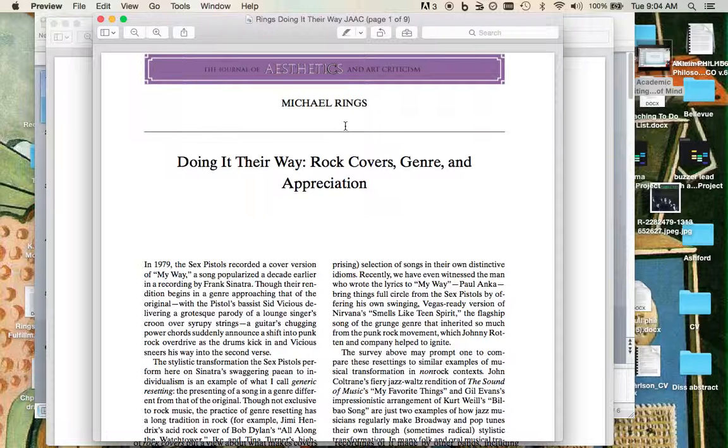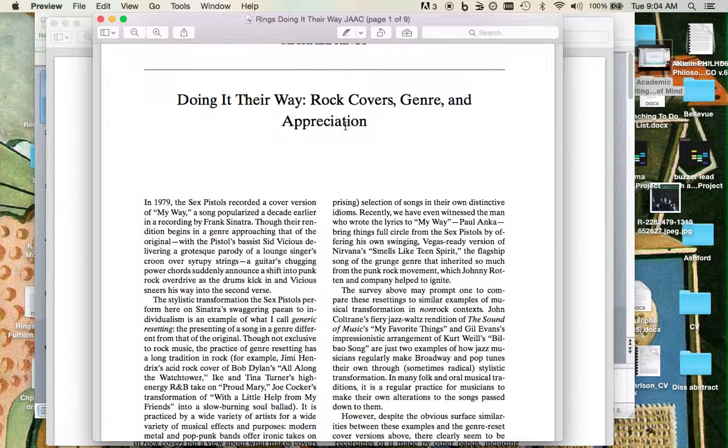And my paper, as you can see here, is on what we call cover versions in rock music, right? That's a performance of a song that someone else has done previous to you. And so I first off started by observing the phenomenon in the rock world, not just of cover versions, but of covers where the genre, the style of music of the cover is very different from that of the original.